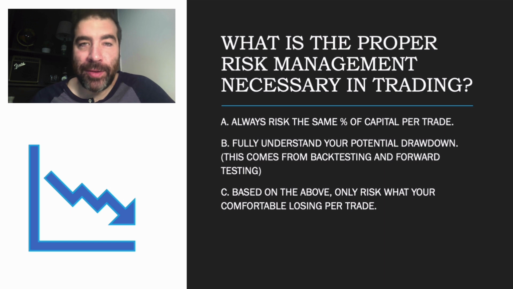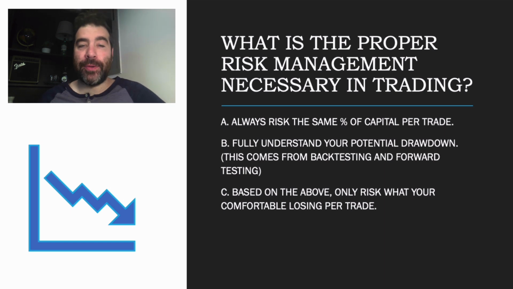So once you know that you're risking the same amount per trade, the same amount of capital, percentage-wise, and you understand your potential drawdown from all your historical results, then based on the above, you only risk what you're comfortable losing per trade. Again, you have that $50,000 account. Somebody says, I could lose 10 times in a row. So if you're risking 2%, you could be down to $40,000. Are you comfortable with that? If you are, then go for it. If you're not, then risk maybe 1%, and you'll be down to only $5,000 after 10 losses in a row.